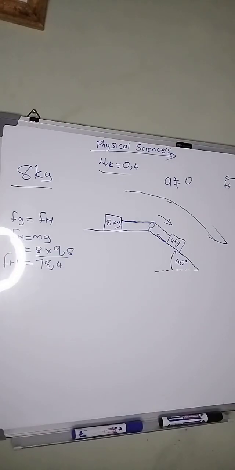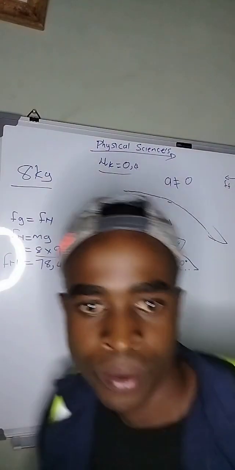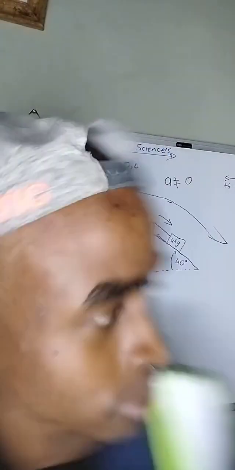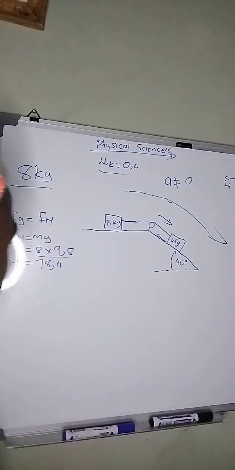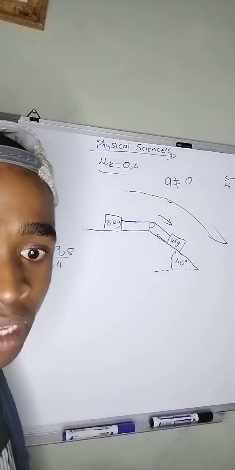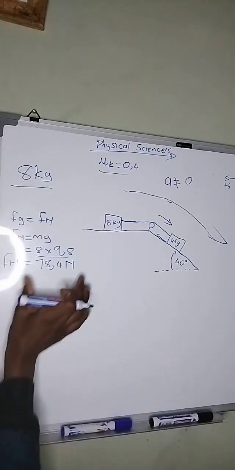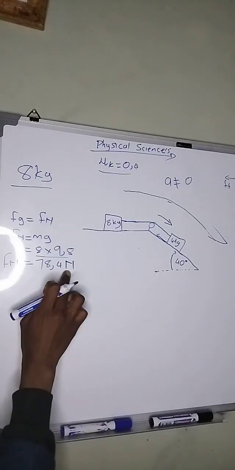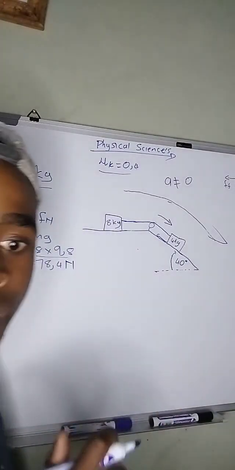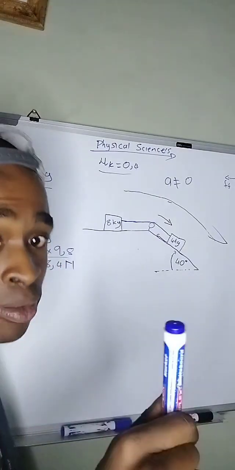Yeah, it's 78,4. What can I get from these two? From the normal and the... Hey, and remember guys, representing this with newtons is very important. Whatever you do, if you calculate the force, representing it with newtons is very important. The SI unit in physics is very important.